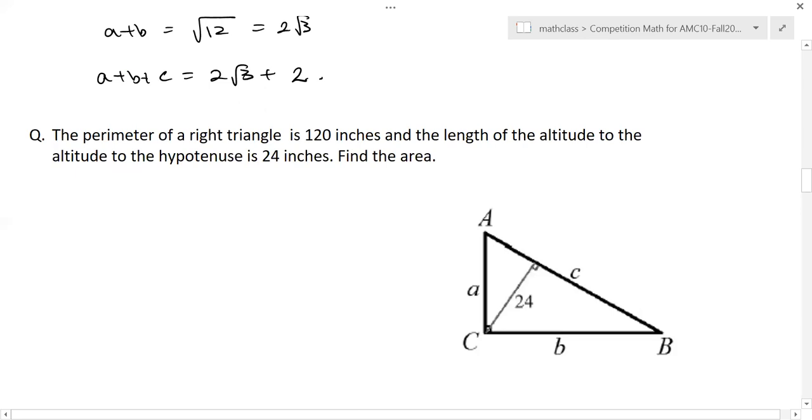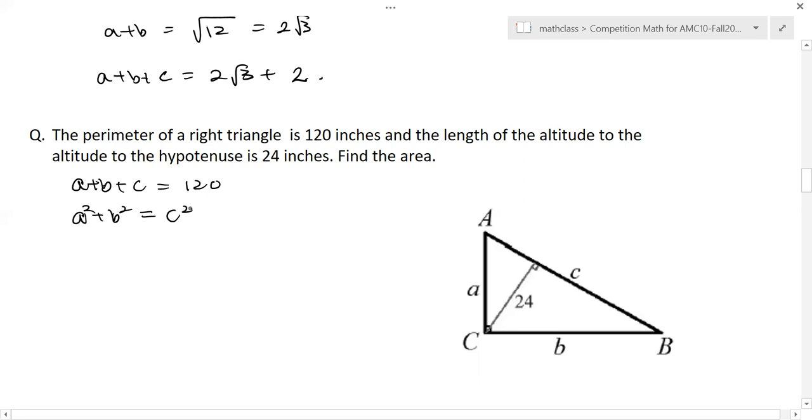Remember, this is a right triangle. You have to use the right triangle properties. So how many equations are there? Write down the equation: A plus B plus C equals 120, right? Perimeter, transfer the statement. The perimeter is going to be 120. The length of the altitude is 24, and we have to use that, right? And we also have a hidden equation, A squared plus B squared equals C squared.